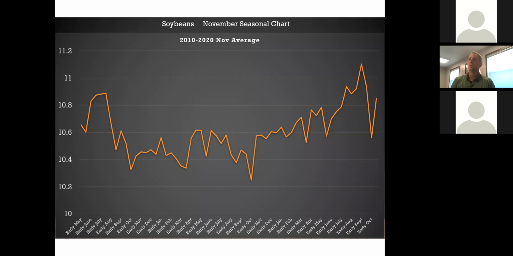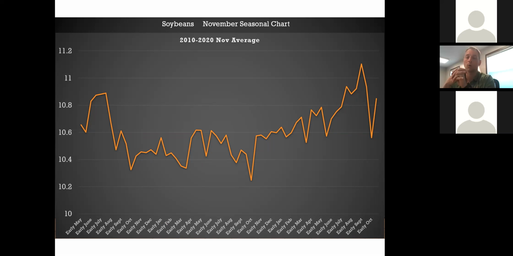This is a seasonal chart of November beans. Beans, I'll admit, don't have as seasonal a tendency as corn and wheat do. I'm going to show you the corn and wheat charts next. But this is over the last 10 years. As you can see, this is a pretty long chart. This basically covers about 2.5 years. Soybean and corn contracts generally start trading 2 years to 30 months ahead of when you're harvesting.